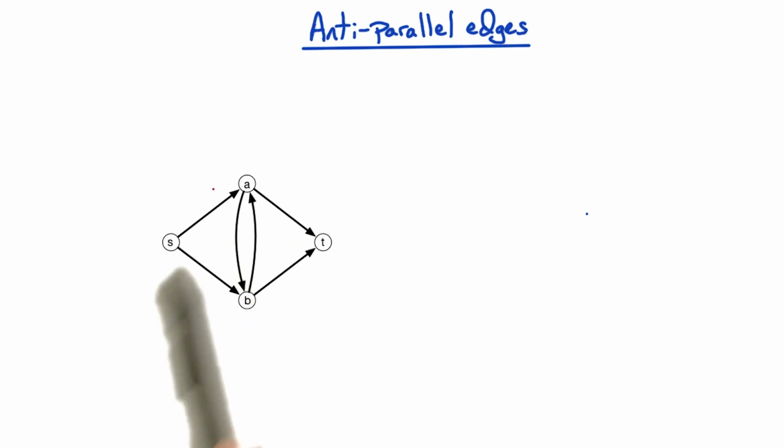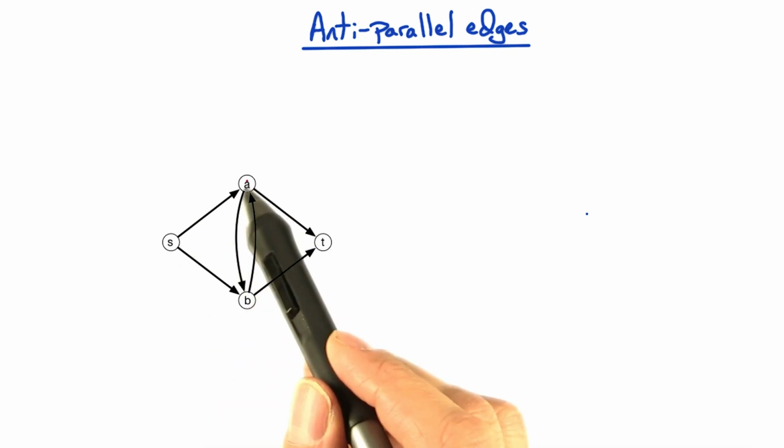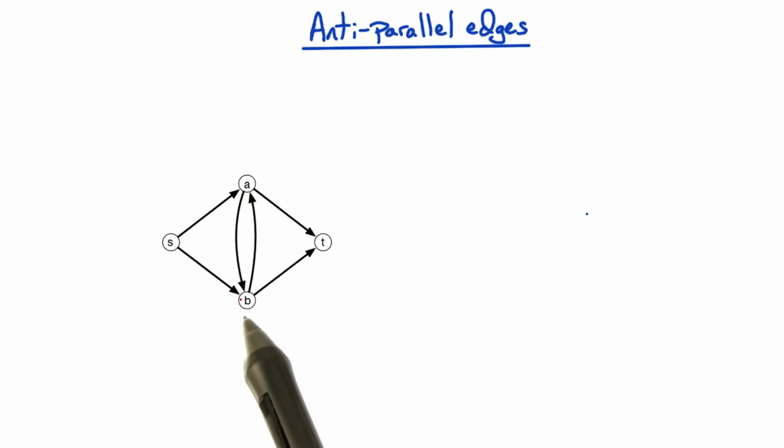Here's an example flow network. Notice that there are edges from A to B and also an edge from B to A. These are anti-parallel edges, we'll call them. Now I'd like to remove these anti-parallel edges. Why we want to remove these anti-parallel edges will become clear later when we come up with our algorithms for the max flow problem. But for now, let's just say we want to simplify the input a little bit.